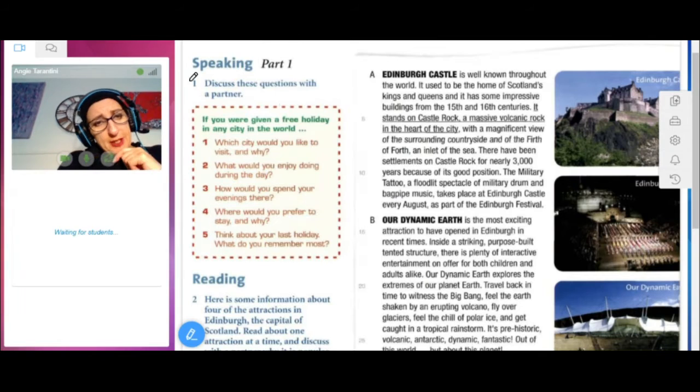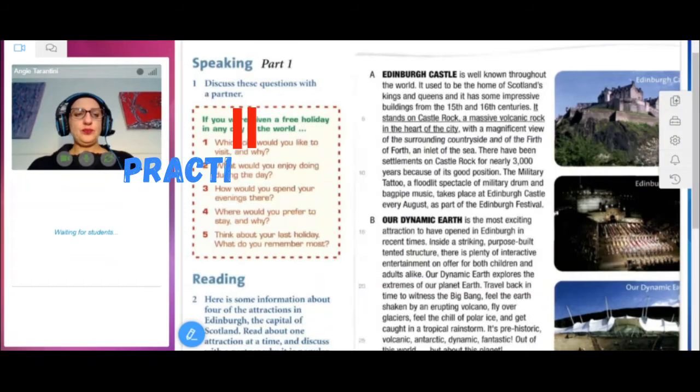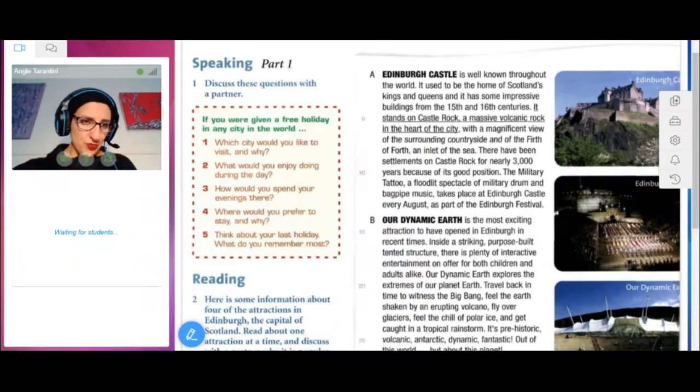Before you start your conversation, I just want you to notice something. If you were given, that is a passive, were given, and this is a second conditional. If plus simple past, in this case passive, would plus infinitive. And you use the second conditional to talk about unlikely or unreal situations. Pretty sure you know, but just a reminder won't hurt, right? All right. So please pause this video and engage in a conversation or a monologue for 3 to 4 minutes. I assume you will have done it.